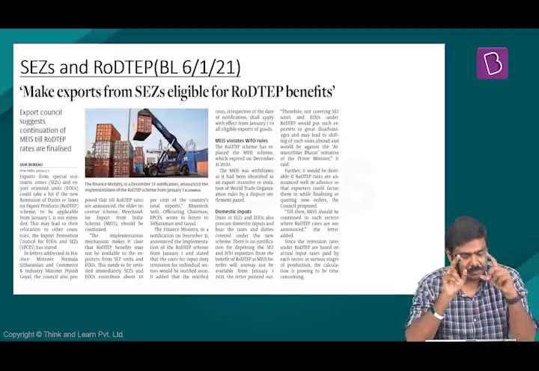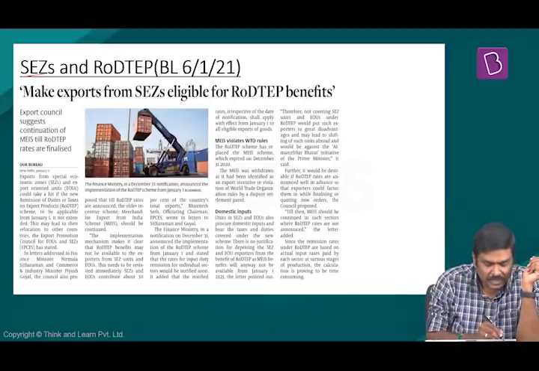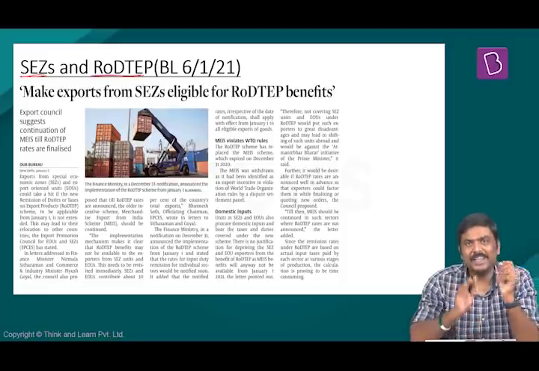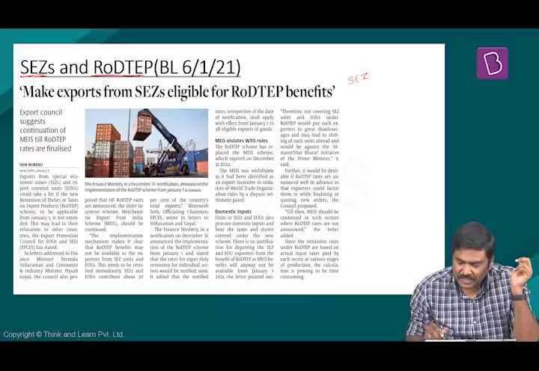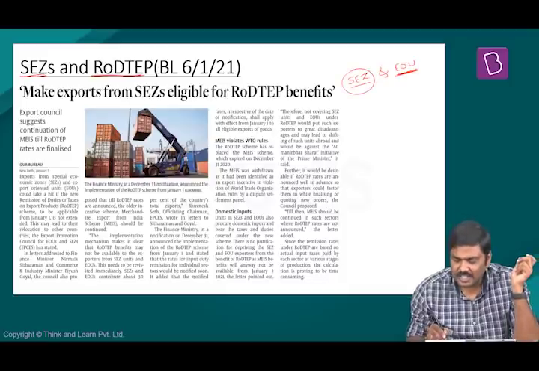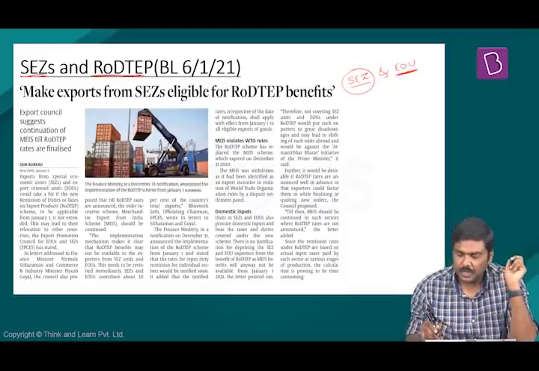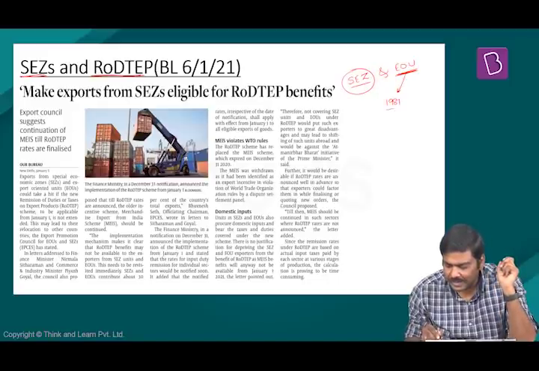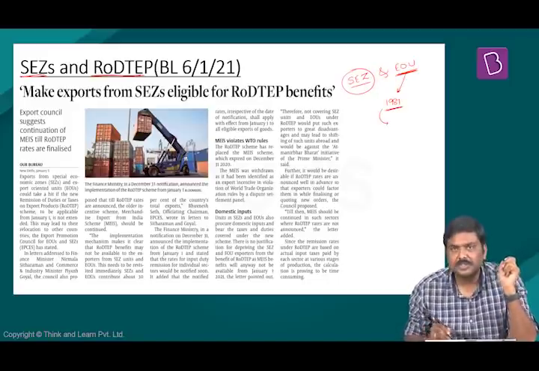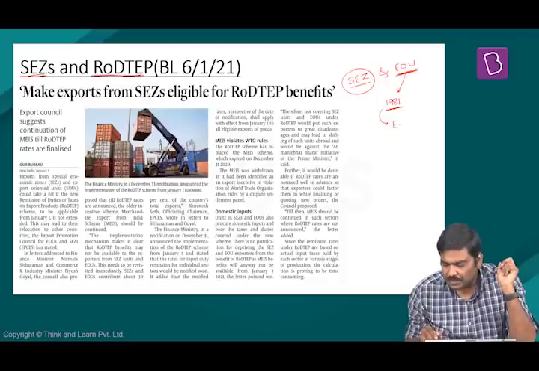Let's begin the discussion. The first article is with respect to SEZs and RoDTEP. First and foremost, there is a concept of SEZ as well as Export Oriented Units, EOU. SEZ stands for Special Economic Zones. The concept of EOU was introduced back in the year 1981. This was basically done in order to promote exports from India to the international market.